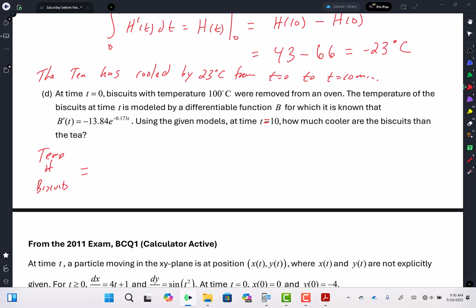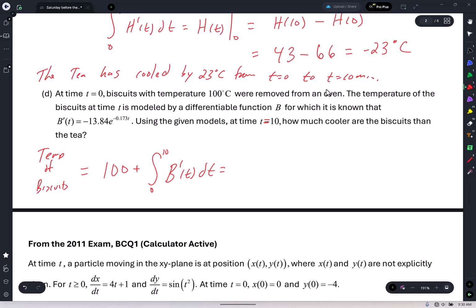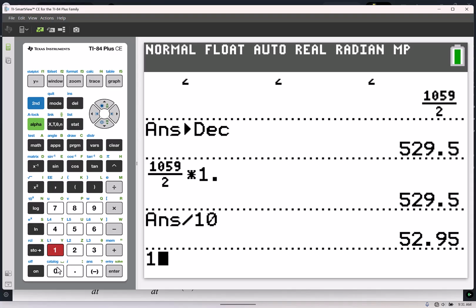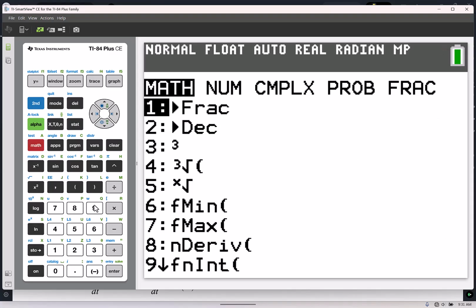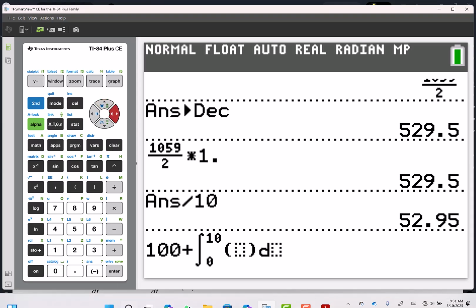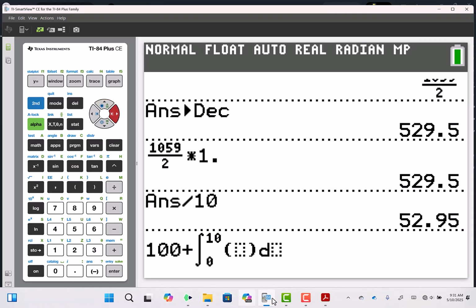So here we go. I'm going to find the temperature of the biscuits by going 100 plus the integral, using the given time t equals 10, from 0 to 10 of b prime. I'm going to type that in. Since I'm just using it this one time, I'm just going to go ahead and type it in like that immediately. I'm going to go math, 100 plus math 9, 0 to 10. And let me type in b prime. Hook me up with the equation, Reese.